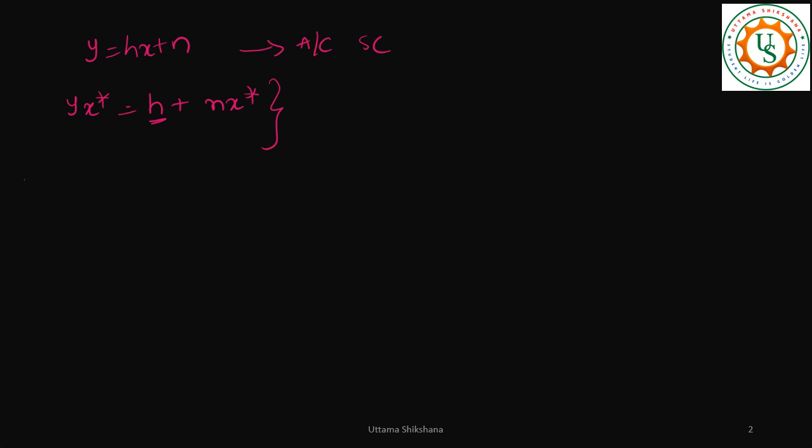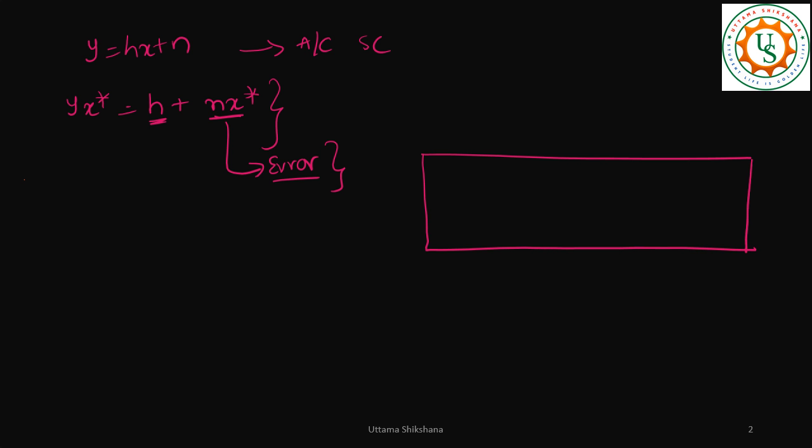Now if you see, this is the error. We want only h, but this part is the error. We need to reduce this error, right? So now I will take the OFDM grid. Let's say at the third symbol, I am going to transmit the DMRS.